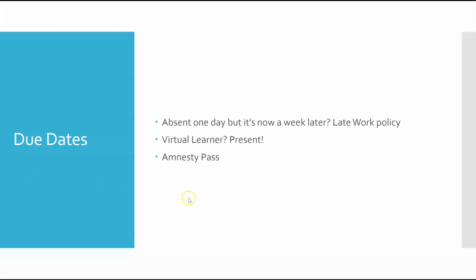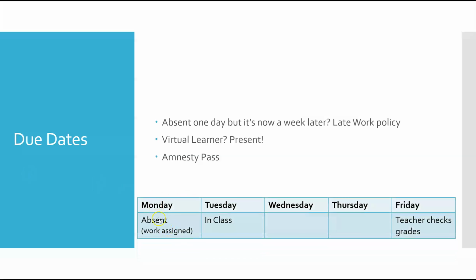If you were absent on, let's say, Monday, and I assigned work, and you were in class on Tuesday, that work for you is due Wednesday. Okay, you were absent Monday, but in class on Tuesday, then that work for you is due Wednesday.